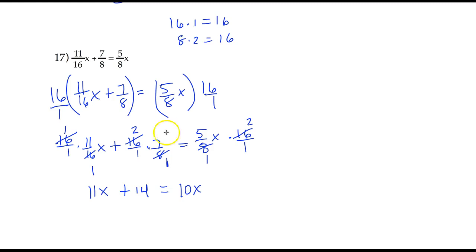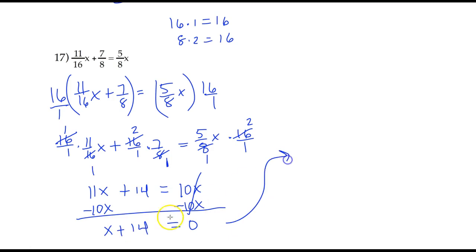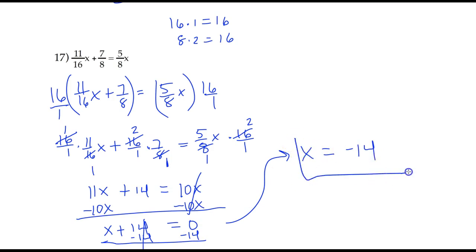And so from there you see how we've basically eliminated or cleared out the fractions. Now to get our final answer, we just need to get x by itself. So here we can subtract 10x from both sides. That cancels to 0. 11 minus 10 is just 1x, and we can just write it as x. And then from here, if we subtract 14 from both sides, that cancels, and what we get left is x on the left side and negative 14 on the right side. That would be your answer for that one.